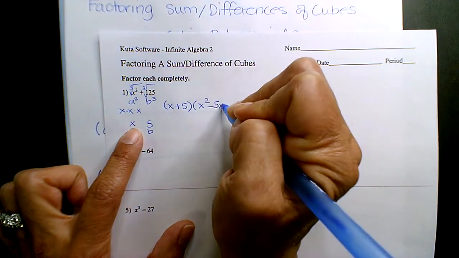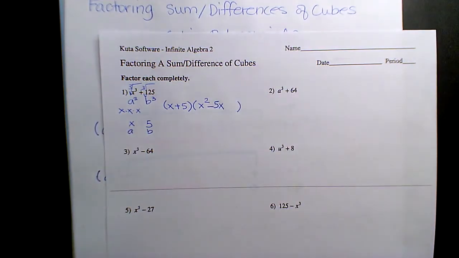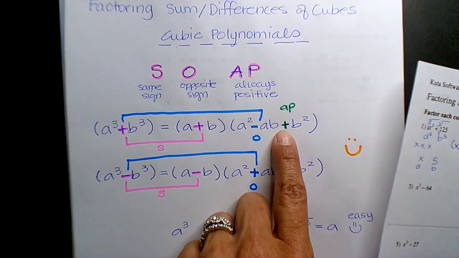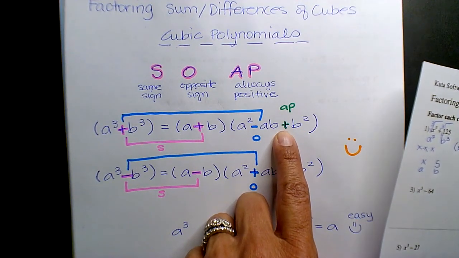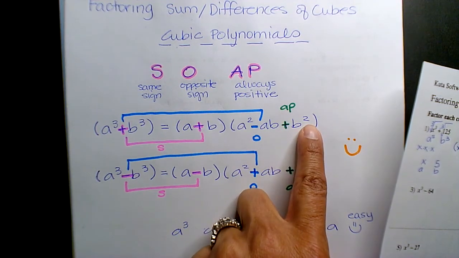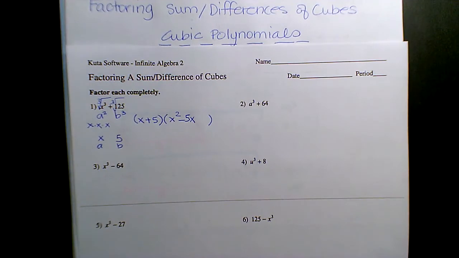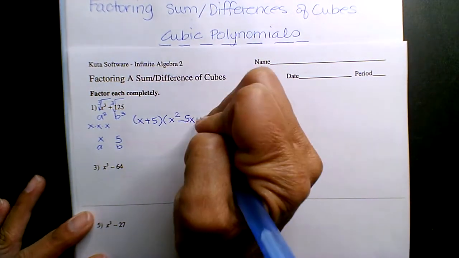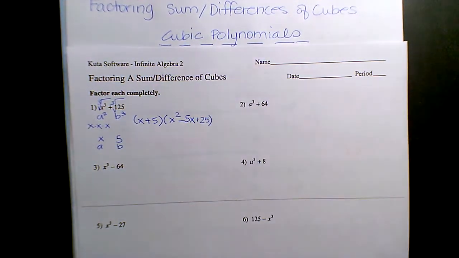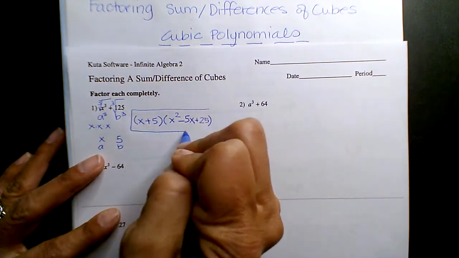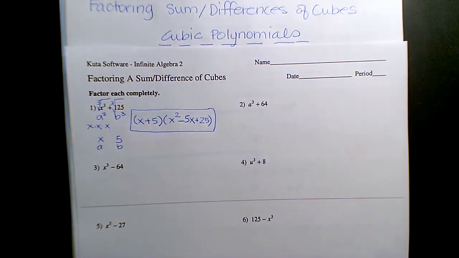And then the third, for your trinomial, plus, because it's always positive, b squared. Well, my b is 5, so what's 5 squared? 25. And that is your cubic factoring.